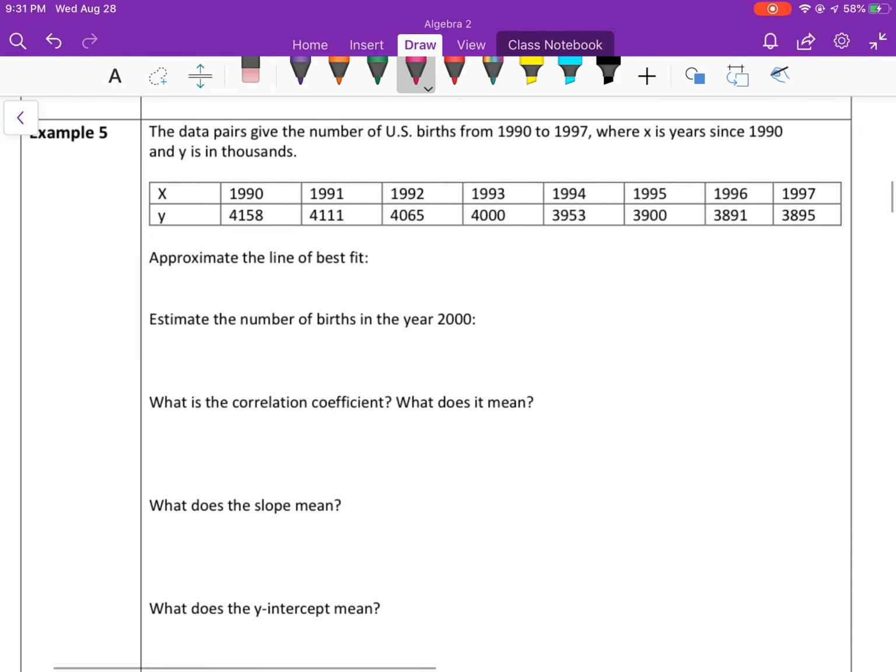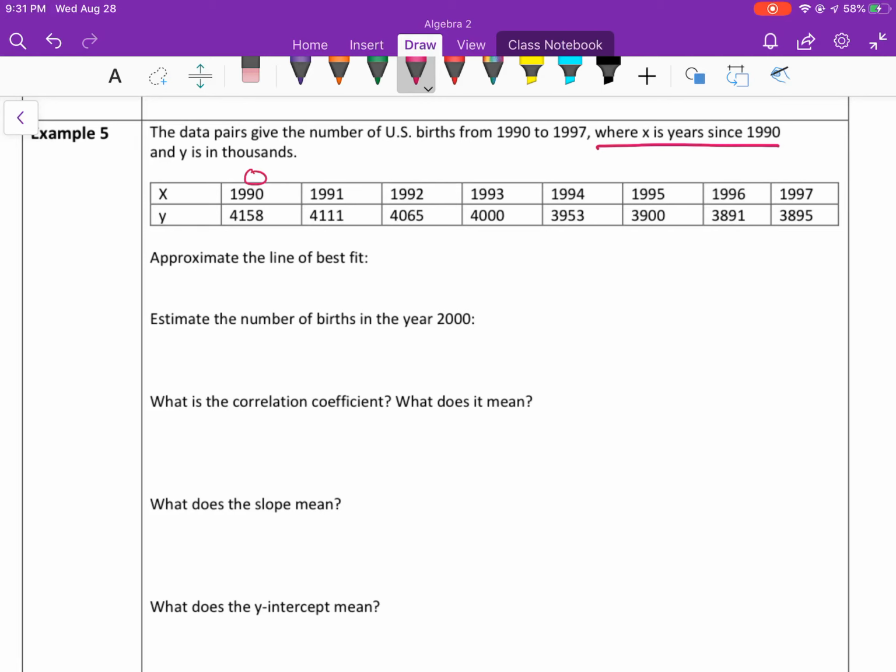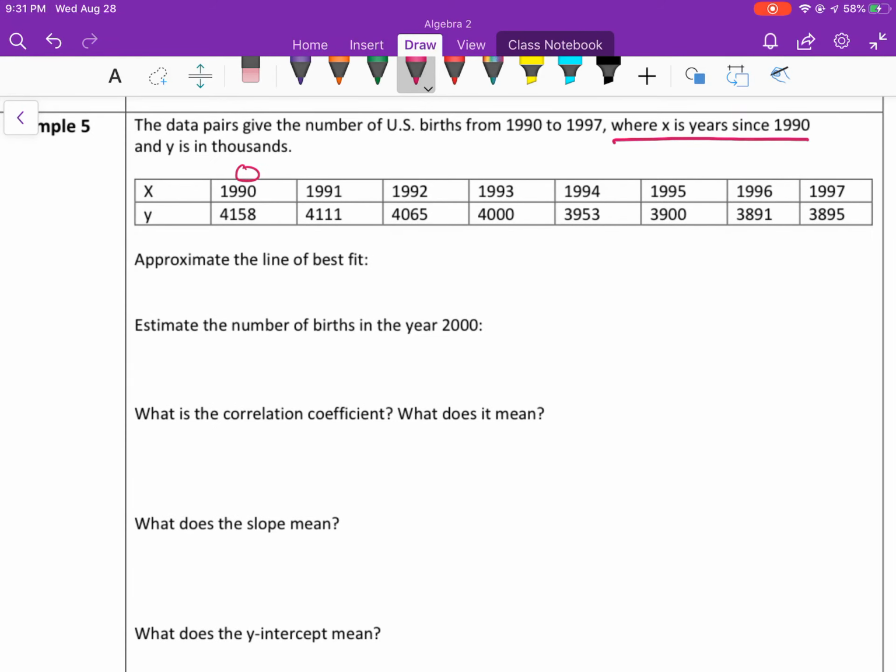Okay, here's our first example. The data pairs give the number of U.S. births from 1990 to 1997, where X is the number of years since 1990 and Y is in thousands. So if X is the number of years since 1990, then at 1990, this is where X equals 0. So in 1991, that's 1 year since, 2 years, 3 years, 4, 5, 6, 7.